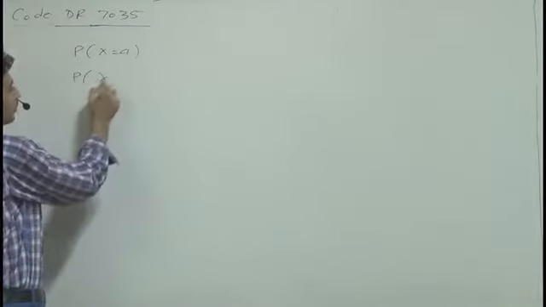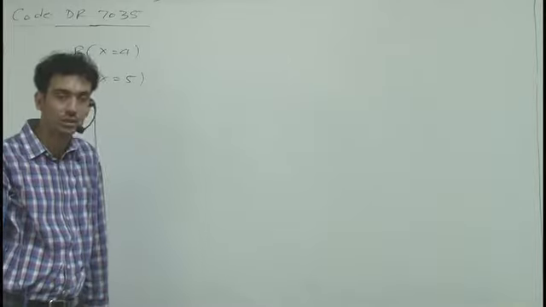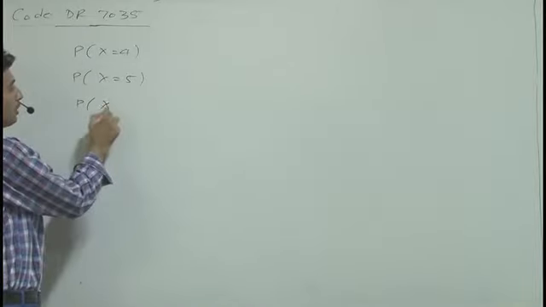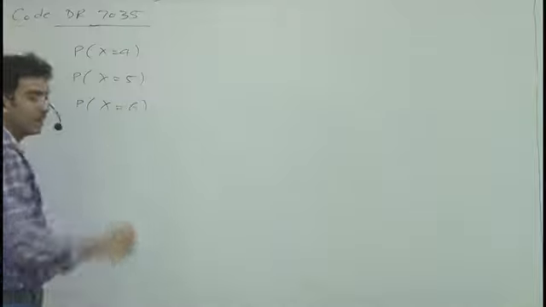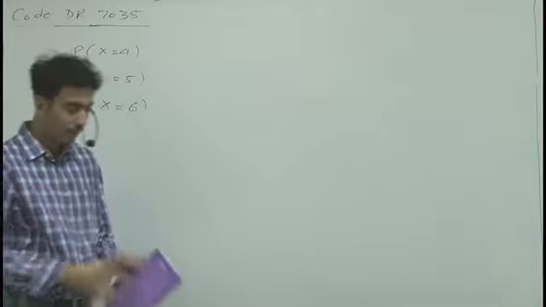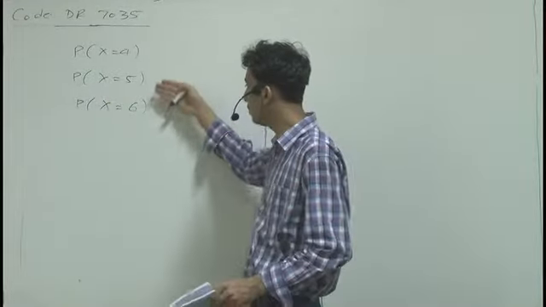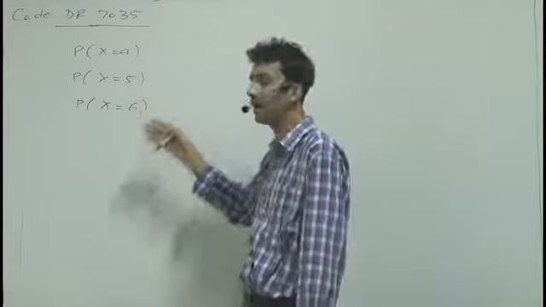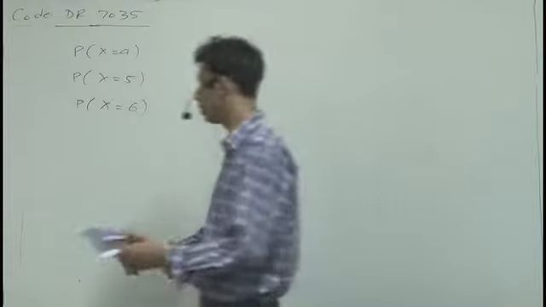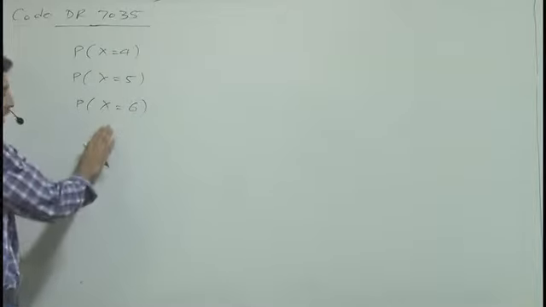P(X = 5) means the probability of getting 5 heads out of n tosses, and P(X = 6) means the probability of getting exactly 6 heads out of n times. And we have to find the value of n if P(X = 4), P(X = 5), P(X = 6) are in arithmetic progression. So first of all, we should find the value of each of these.